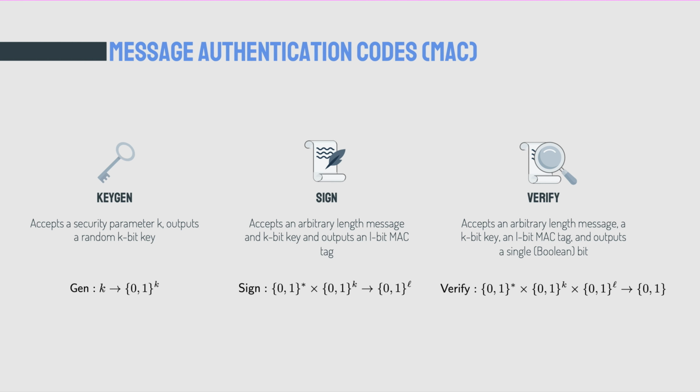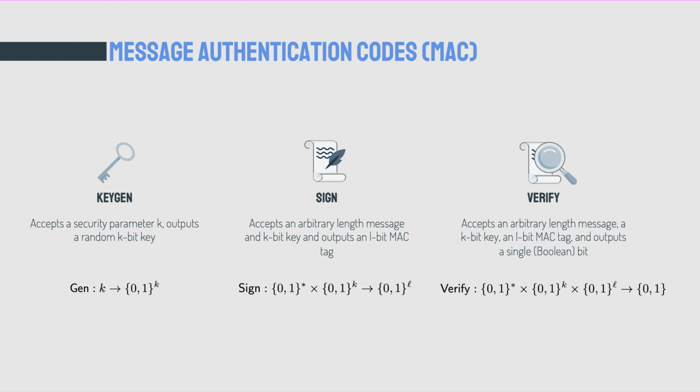Like encryption, message authentication codes are a family of 3 functions. The first function is a key generation function. Just like encryption, it accepts a security parameter and produces a random k-bit key. Also similar to encryption, the message authentication code signing function will accept some arbitrary length message and a key. But unlike the encryption function, it will produce a short fixed length output called the MAC tag. The verify function accepts an arbitrary length message, the MAC key, and a MAC tag, and it will output a single bit. Either yes, this message matches this MAC tag for this key, or no, it doesn't.